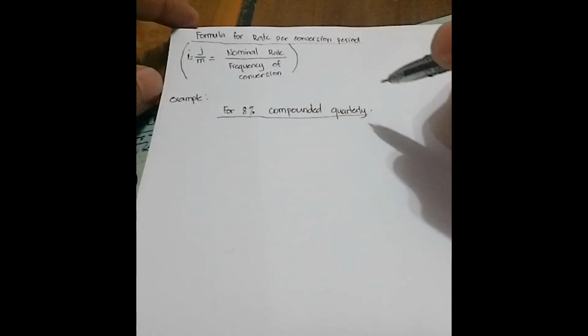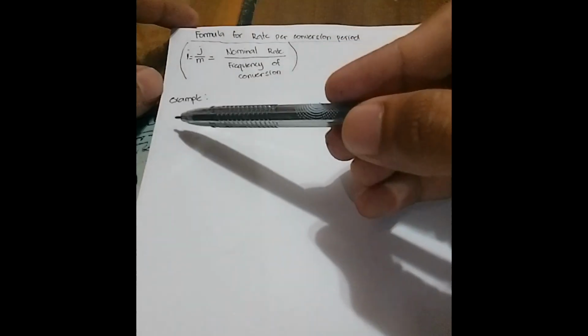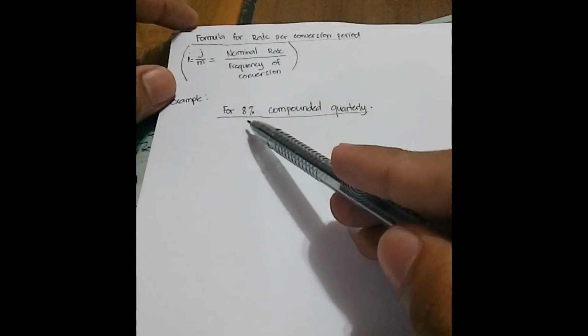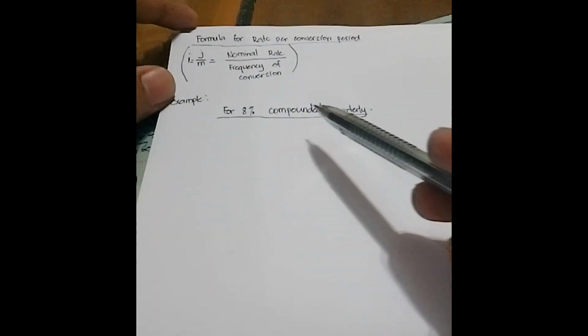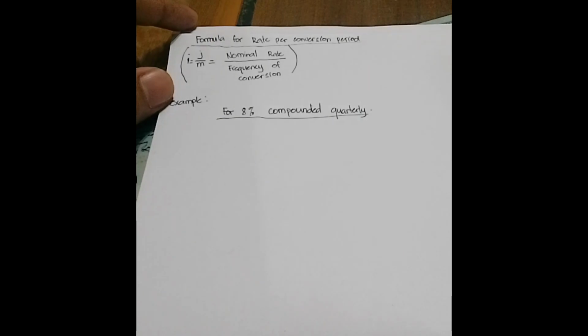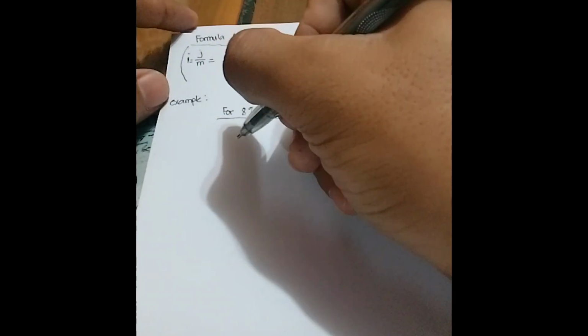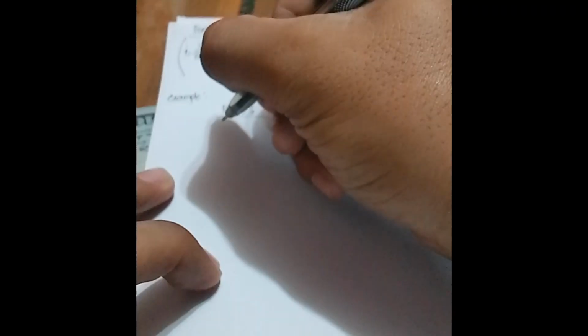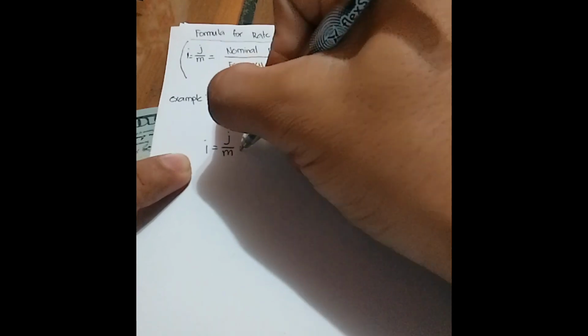So, let's have one example. 8% compounded quarterly. Again, compounded quarterly. Kailangan na familiarize natin yung interest compounded numbers of compoundings. So, first step is to write the formula: I is equal to J over M. Then, second step is to substitute each value.